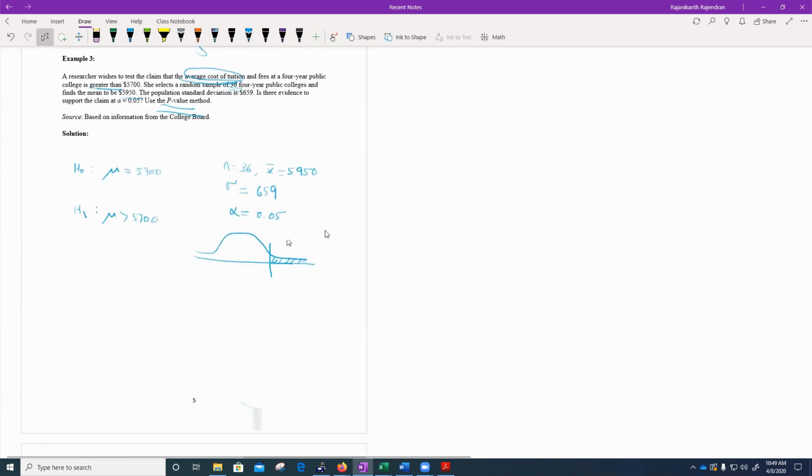The test statistic for this problem, Z, is given by X bar minus mu over little sigma over square root n. You know all the numbers. X bar is 5950. Then subtract the mu. Mu is 5700, over little sigma 659 divided by square root 36, right? Find this number. 2.28.